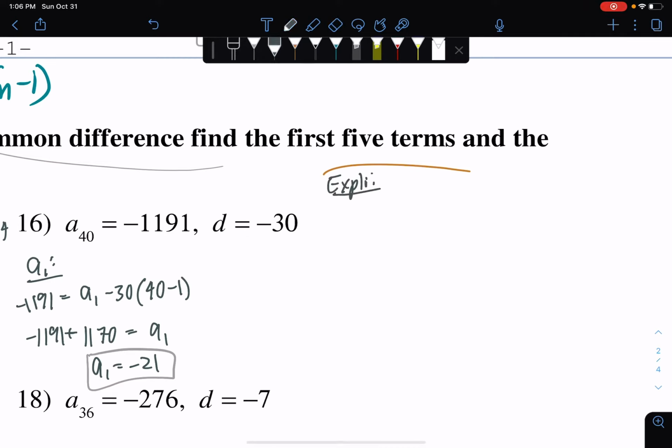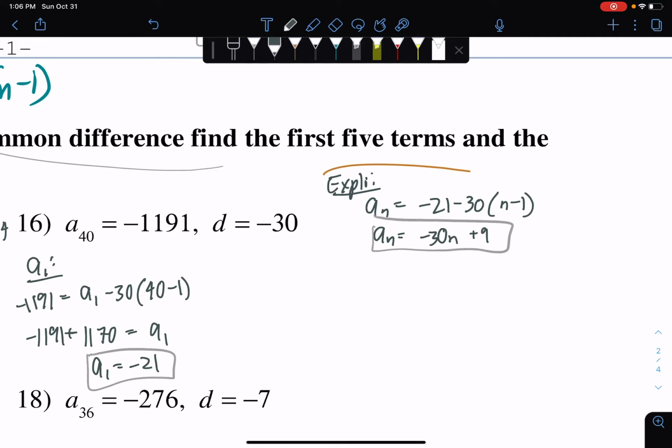Explicit: a sub n is equal to negative 21 minus 30 times the quantity n minus 1. A sub n is equal to negative 30n. Negative 30 times negative 1 is positive 30, minus 21 is positive 9. That is our explicit formula. So for a sub 2 is equal to negative 30 times 2 plus 9. Our answer is negative 51.